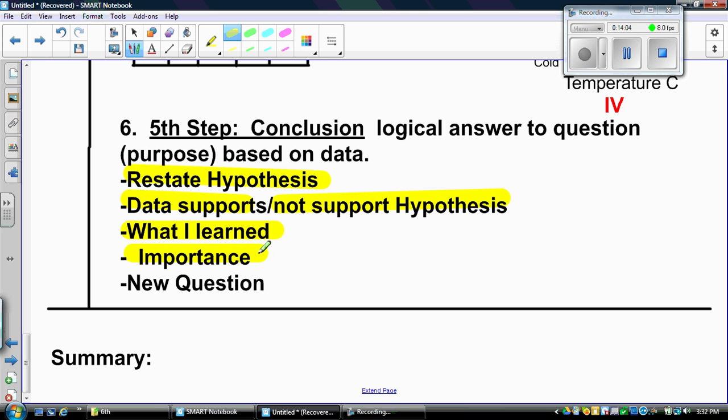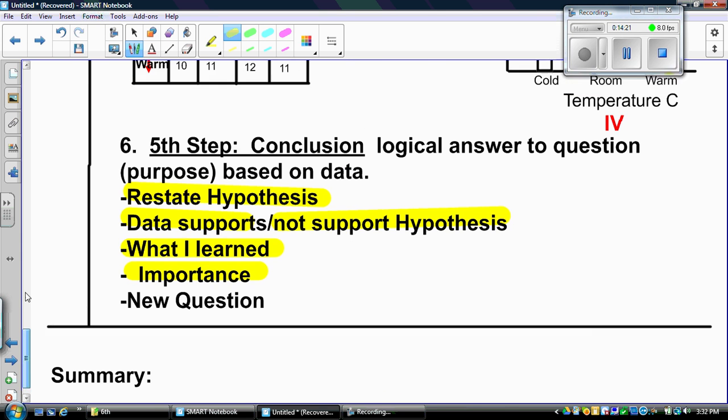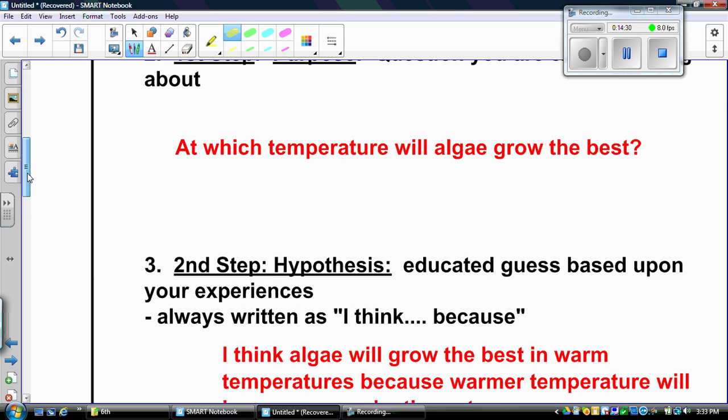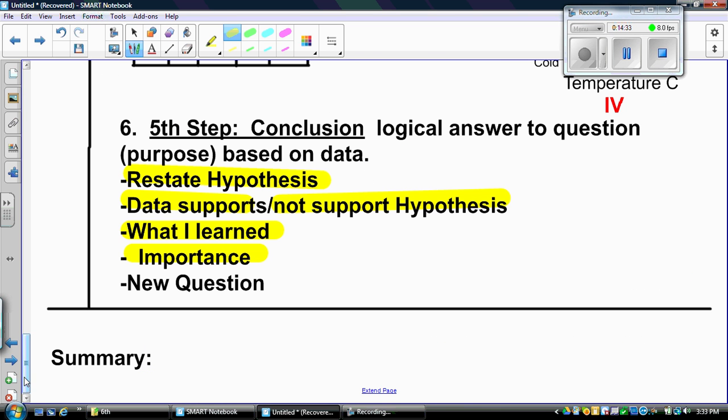Then, this is the one everybody always struggles with. Your labs always go with a target. So what you're going to be telling me in this lab is, why is this target important? So this lab that you're going to do is going to be on the scientific method because that's what our target is, 2 and 3. So you've already gotten your notes. Why is the scientific method important? Because it's a consistent process used by all scientists to compare and contrast results. So why is it important to follow the scientific method? It's important because all scientists follow the scientific method and you need to collaborate.